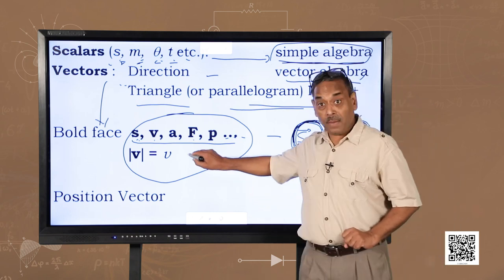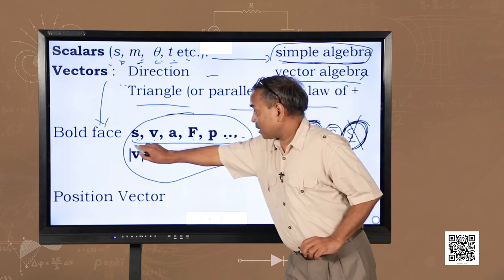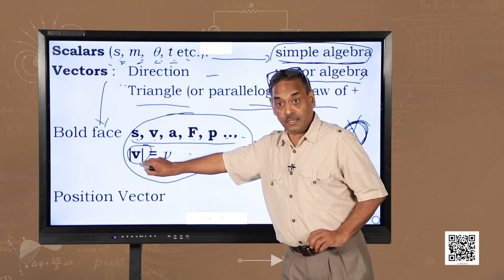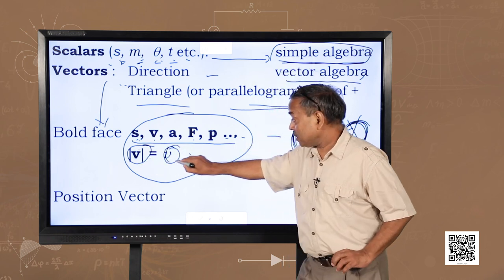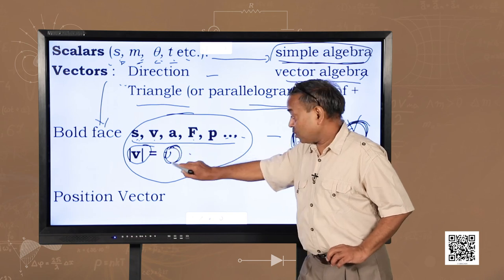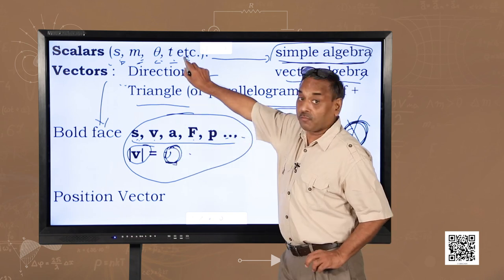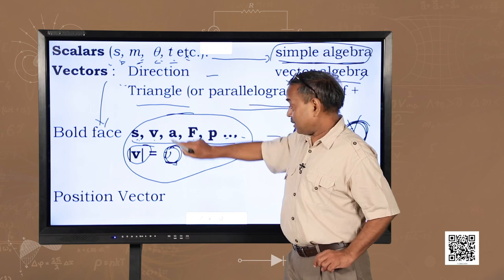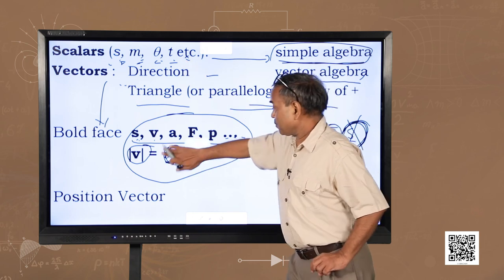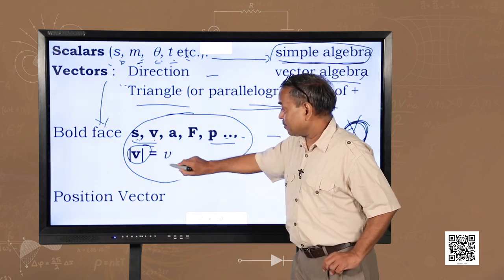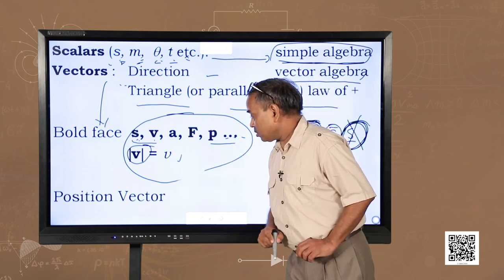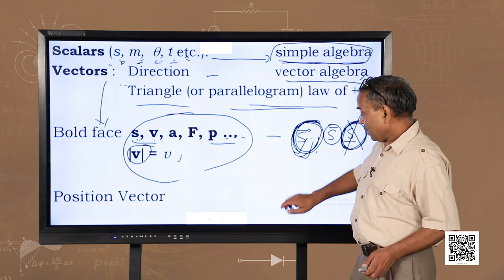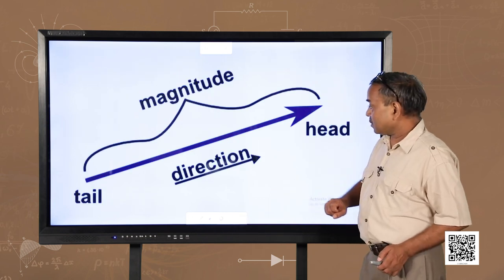Now, remember the modulus of this vector quantity, here the velocity, is nothing but the magnitude of velocity v. Now, this is the magnitude of velocity. So, this becomes a speed. So, I have written it in italic in the form of a scalar, right. You see, this is italic, right. So, go ahead. Now, we will talk about position vector a little.